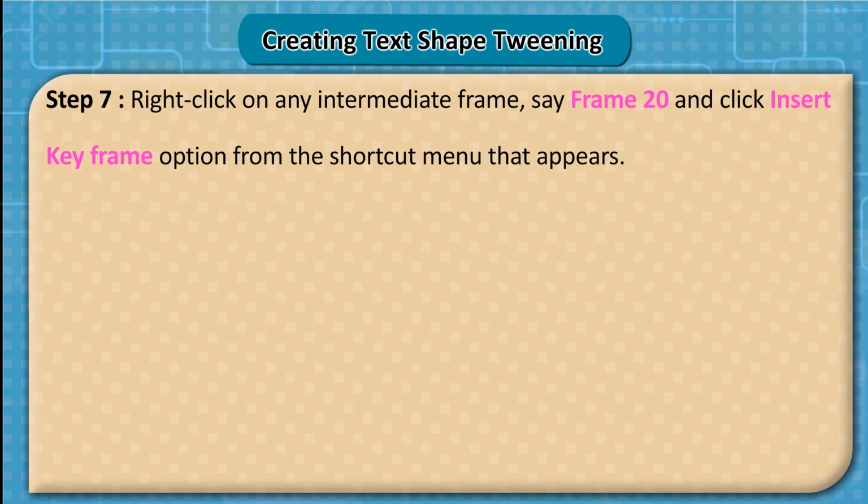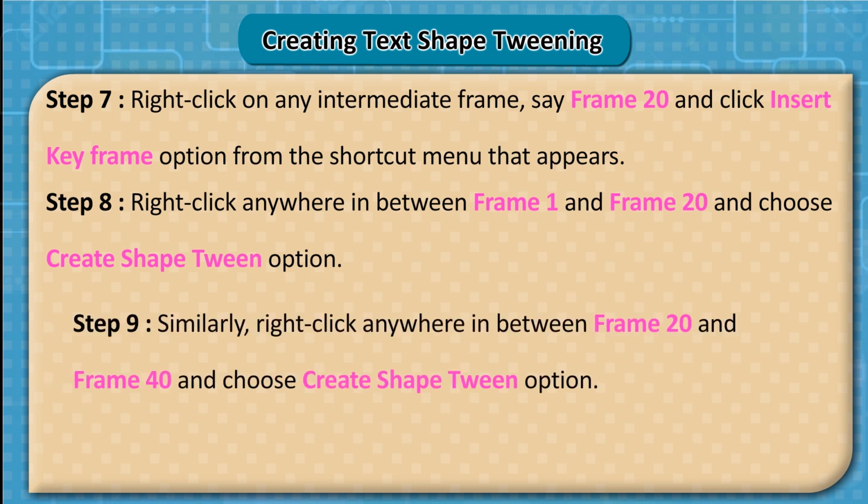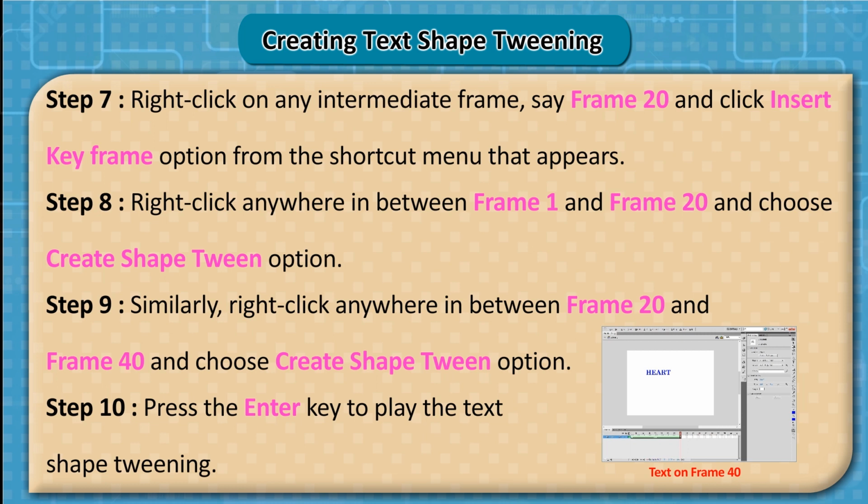Step 7. Right-click on any intermediate frame, say frame 20, and click Insert Keyframe option from the shortcut menu that appears. Step 8. Right-click anywhere in between frame 1 and frame 20 and choose Create Shape Tween option. Step 9. Similarly, right-click anywhere in between frame 20 and frame 40 and choose Create Shape Tween option. Step 10. Press the Enter key to play the text shape tweening. Text on frame 40.